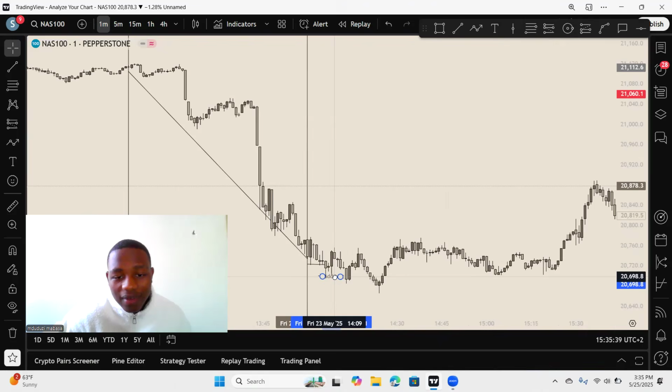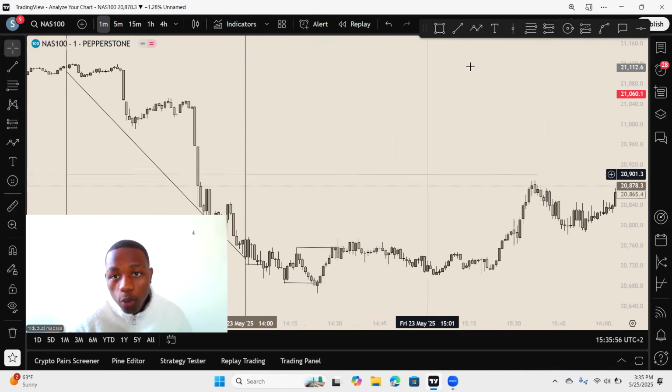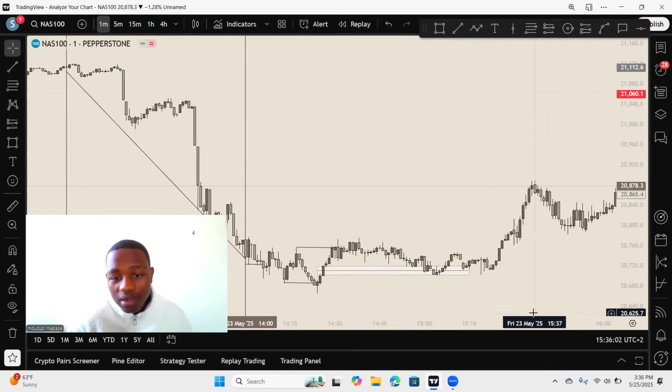Then we have another break of structure to the downside over here, but then it did not break our high. And lastly, we have this break of structure over here. This break of structure, guys, broke our high over here. Then for our point of interest, we are going to use this fair value gap. This FVG is our point of interest.